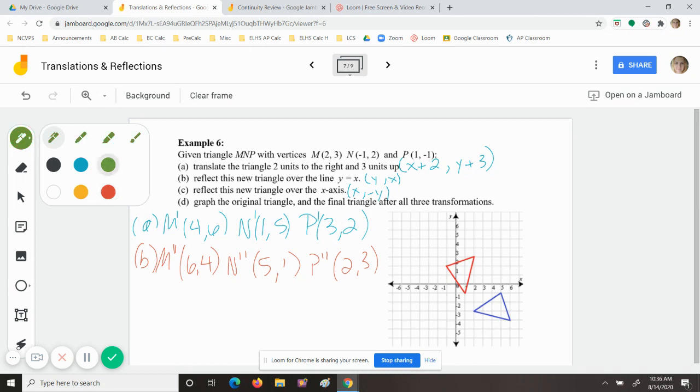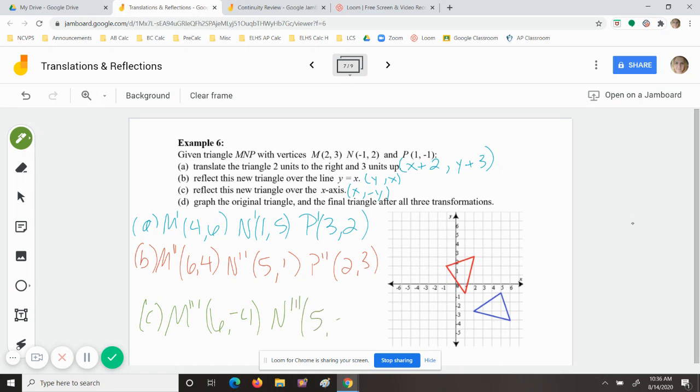And then our last step, part C, we want to reflect over the x-axis. So we're going to take our points we found in part B and negate the y coordinates. So our new M is 6, negative 4. New N is 5, negative 1. And new P is 2, negative 3.